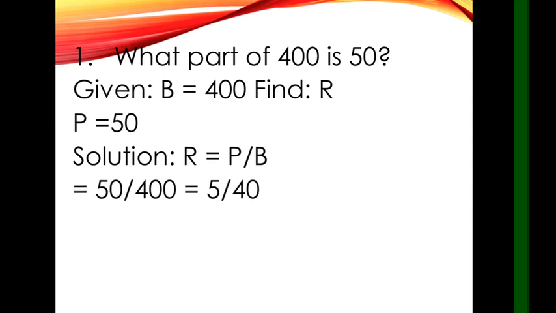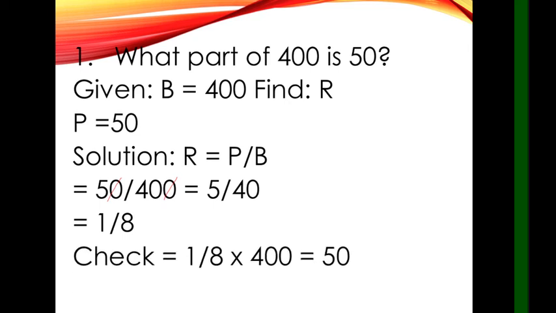Through cancellation, pwede nating i-cancel yung dalawang zero. So we can cancel this and cancel this. Dalawang zero sa taas, isa sa baba, isa sa taas. So matitira is 5 over 40, or 1 over 8. So that's the part, a representation of the part of the base and the percentage. And that's 1 over 8. To check, 1/8 times 400 is equal to 50.